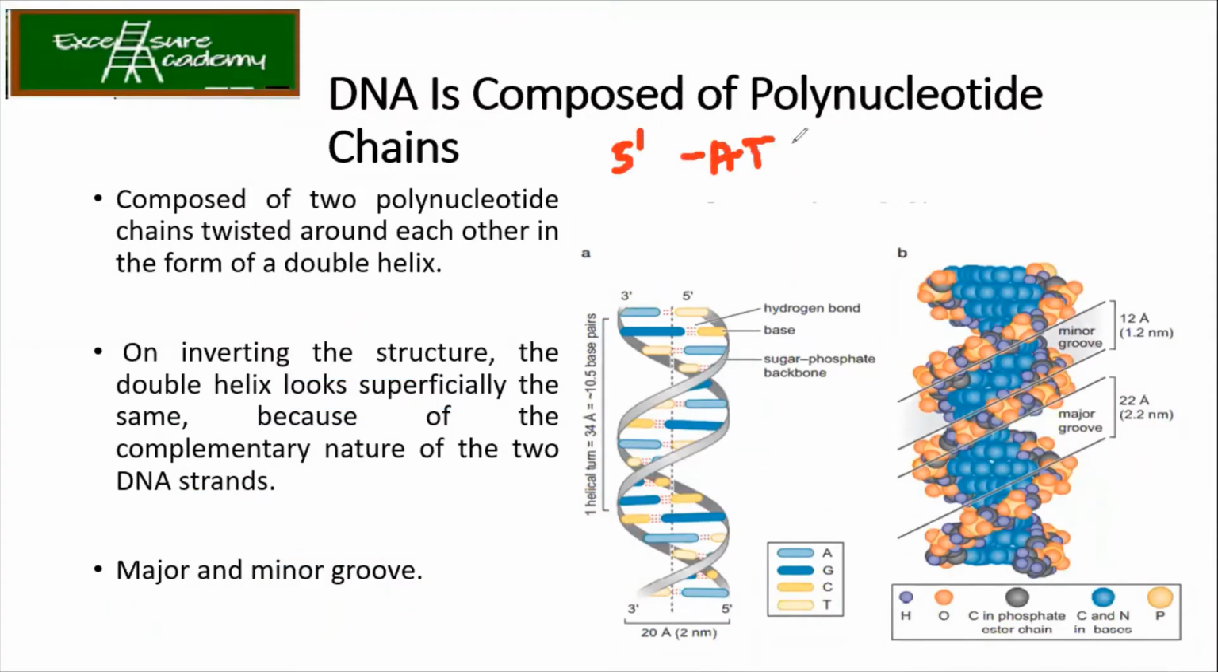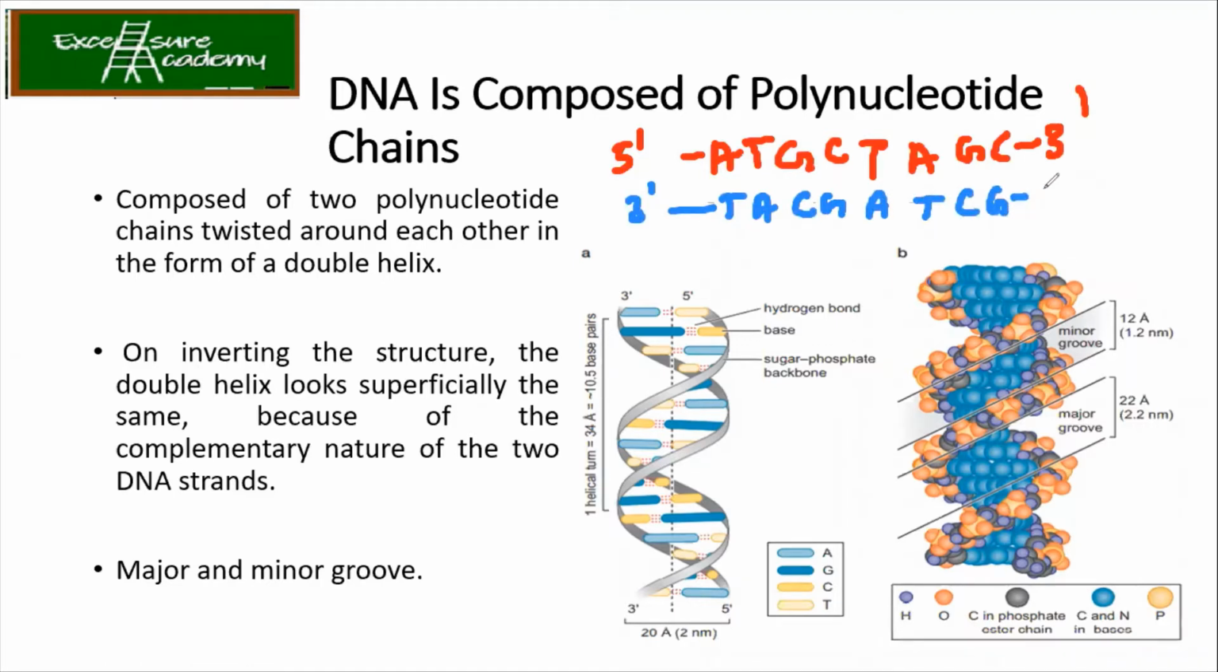Let me write once again ATGC. Let us say some other sequence, whatever it is. So now I have the complementary strand as TACGATCG. Now tell me, is the reading from 5 prime to 3 prime on inverting the structure going to be the same or not?